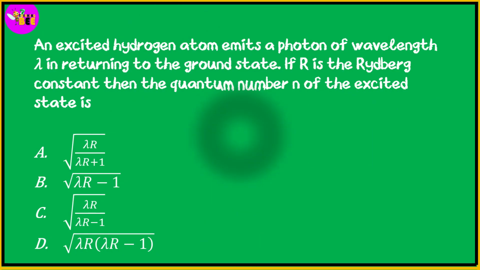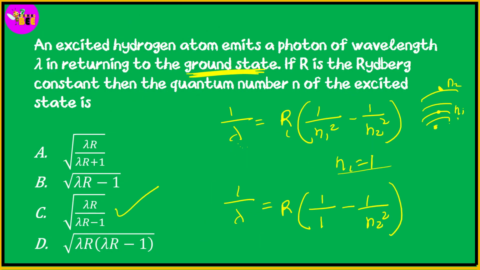Now if we look at the options, we have option C, root of lambda R by lambda R minus 1, or R lambda by R lambda minus 1, basically the same thing. So option C is the correct answer for this question. What we need to understand is this formula, 1 by lambda equal to R into 1 by n1 square minus 1 by n2 square, and also the fact that the ground state means it is returning to the first orbit.